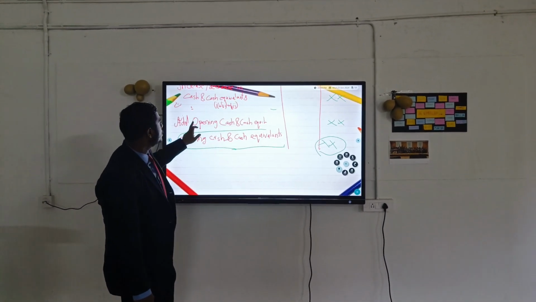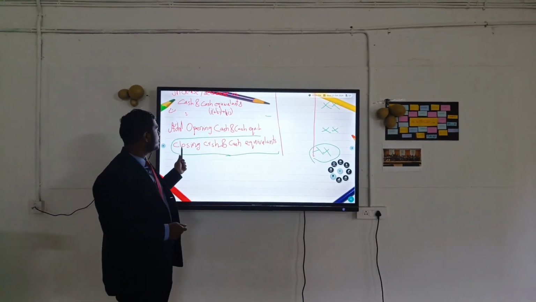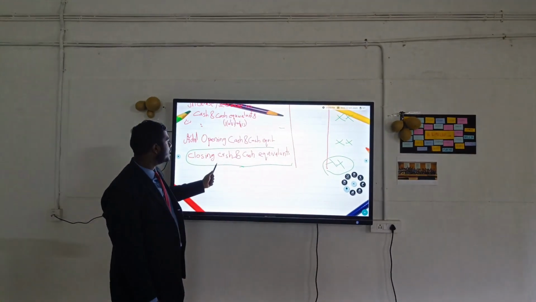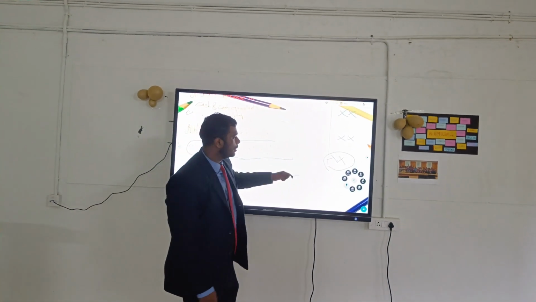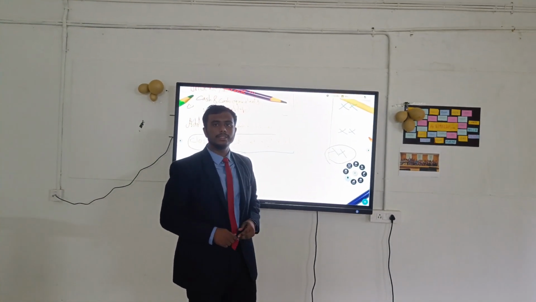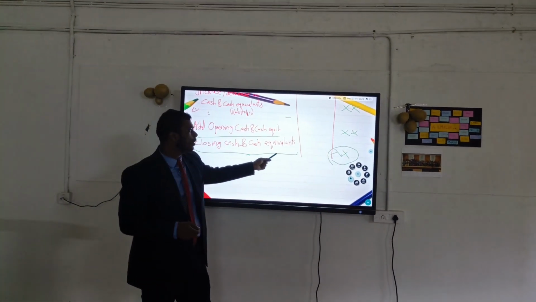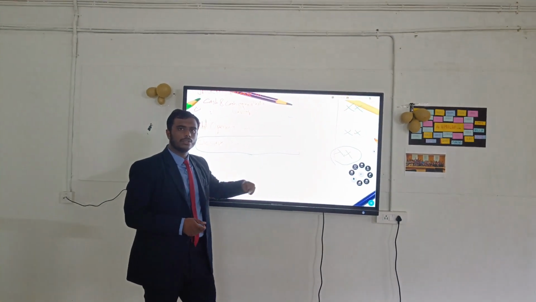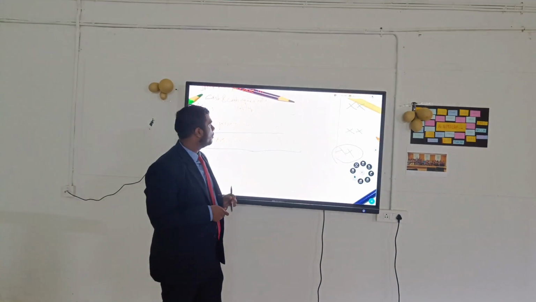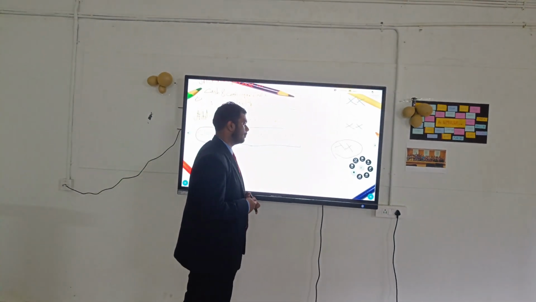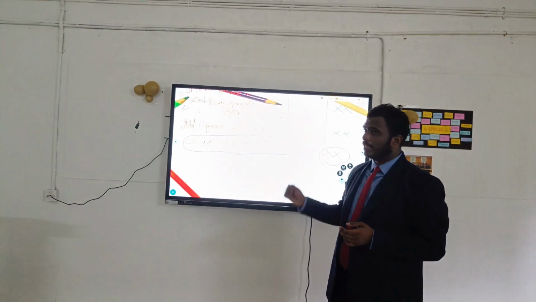Next is add the opening cash and cash equivalent. By adding this opening cash and cash equivalent, you will get the closing cash and cash equivalent. This closing cash and cash equivalents will be given in your question. And this is the area where you can cross verify your answer and check whether your answer is right or wrong. If you are not getting the closing stock as given in the question, then it is clear that you made a mistake while preparing the cash and cash equivalents. So this is all about the cash flow in direct method.